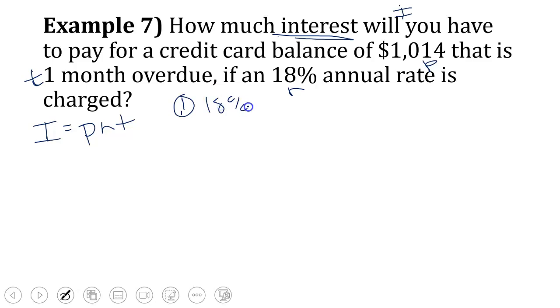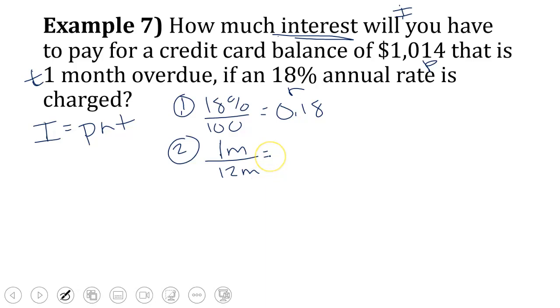All right, so we see that percentage. Can't do anything with that percentage. Let's change it into our decimal. And then also, it's not in years, so we have 1 month. So we need to change 1 month into years. So 1 divided by 12 is 0.0833.